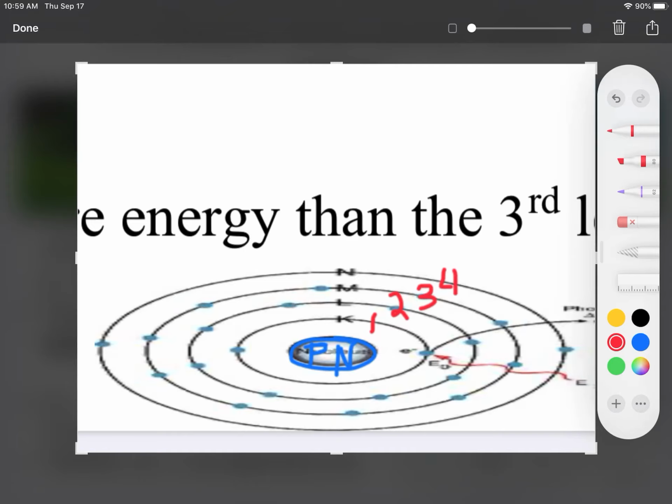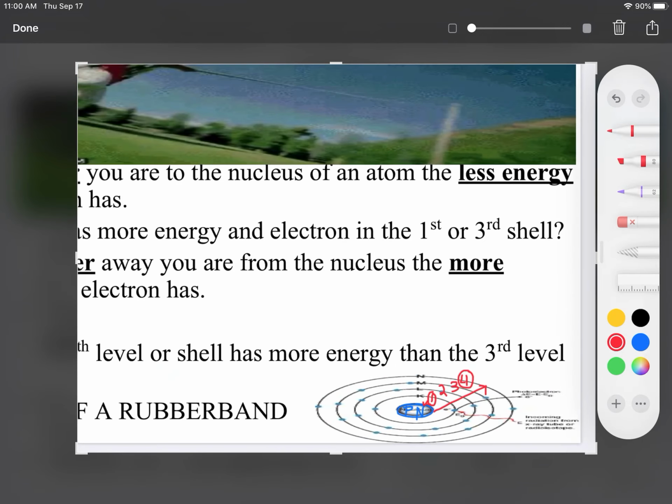Well, let's think a second. If an electron is in the first shell, that's pretty close to the nucleus. You notice that's pretty close, so it hasn't been stretched that much, while an electron in the fourth shell or level is pretty far away. So think, if you're stretching that rubber band all the way out to the fourth shell, you're going to have a lot more energy behind that rubber band as you would in the first shell.